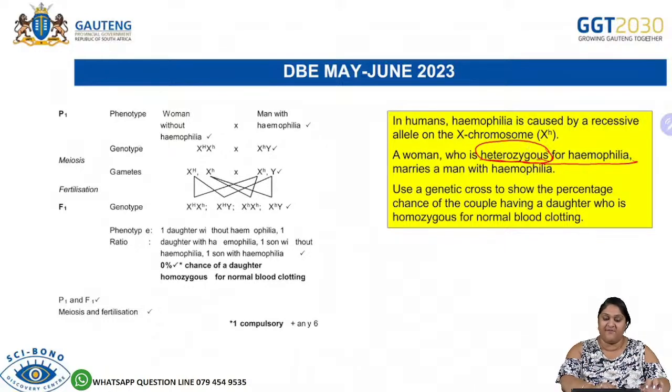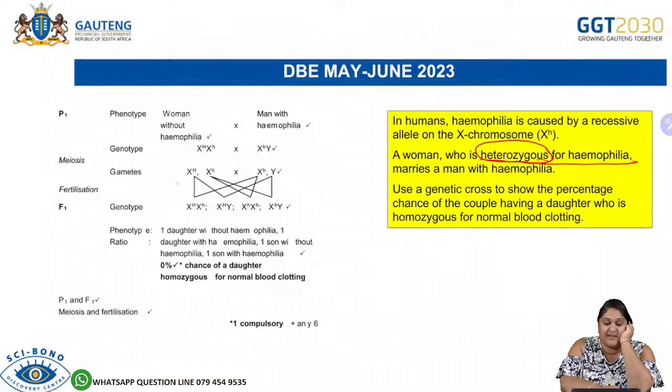So we have the P1 phenotype, which is a woman without hemophilia who marries a man with hemophilia. Okay, and then you're going to have the genotypes. It's going to be X capital letter H, X small letter h, that is going to be crossed with X small letter h and Y. And then we have meiosis forming the gametes. And let's quickly go to what they're asking us to work out. Okay, we'll get there just now.